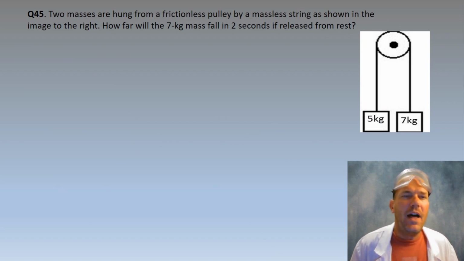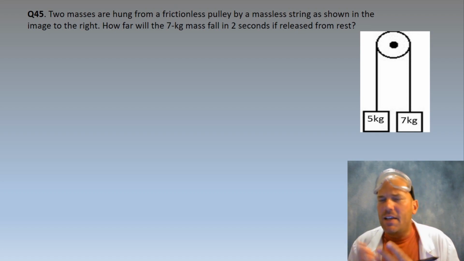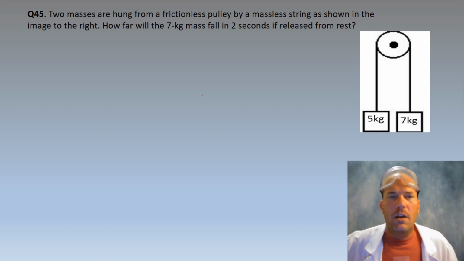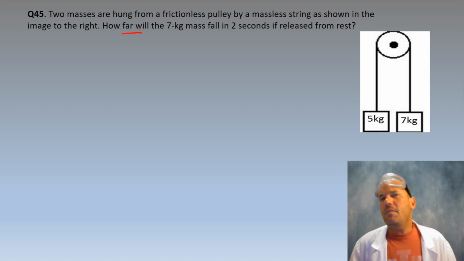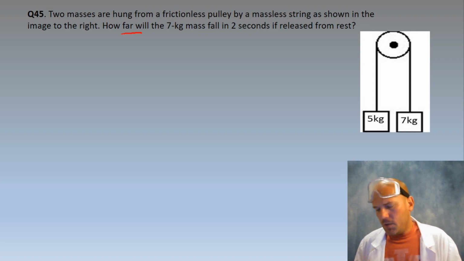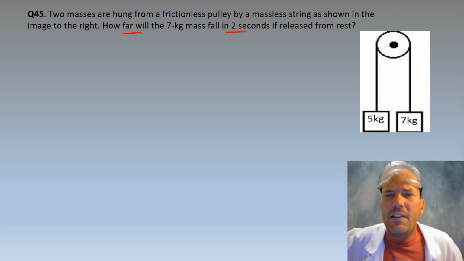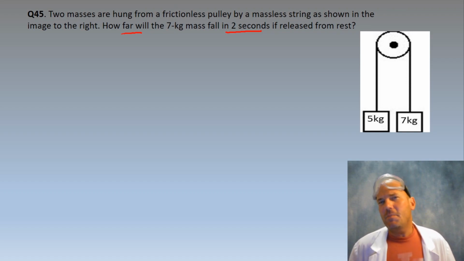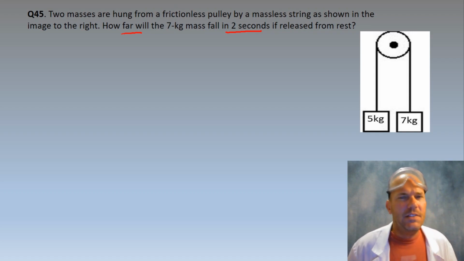In question 45, here we have some values. We're told we have two masses. This is an Atwood machine again, and they're hung on a frictionless pulley by a massless string as shown. How far will the 7 kilogram mass fall in 2 seconds? So I sense some kinematics and UAM in our near future. However, we need to find the acceleration of this system, and the easiest way is going to be by summing the forces for the system.